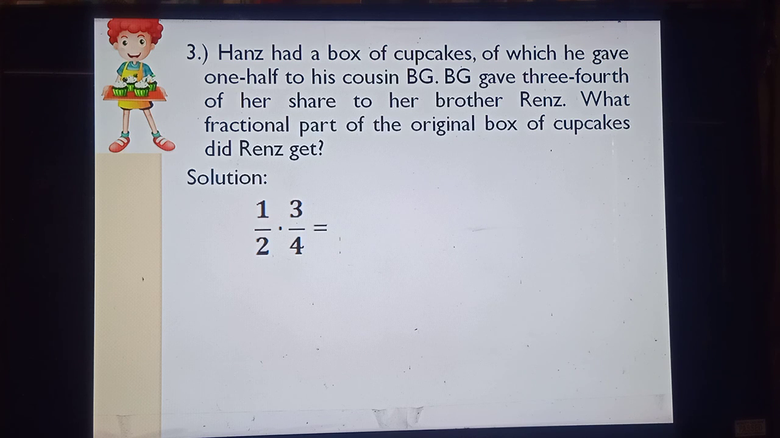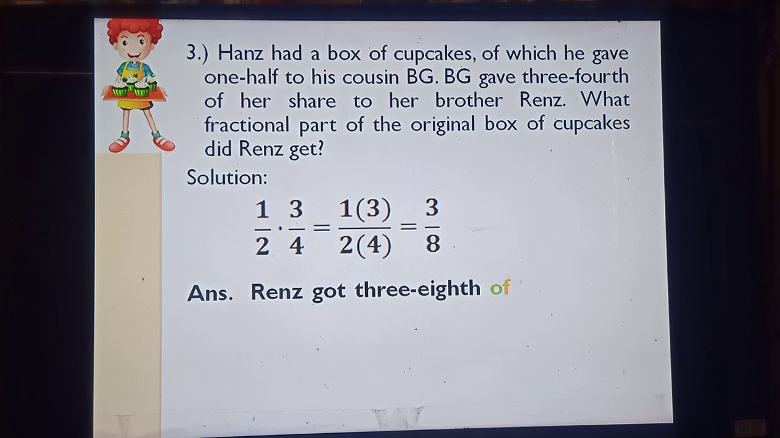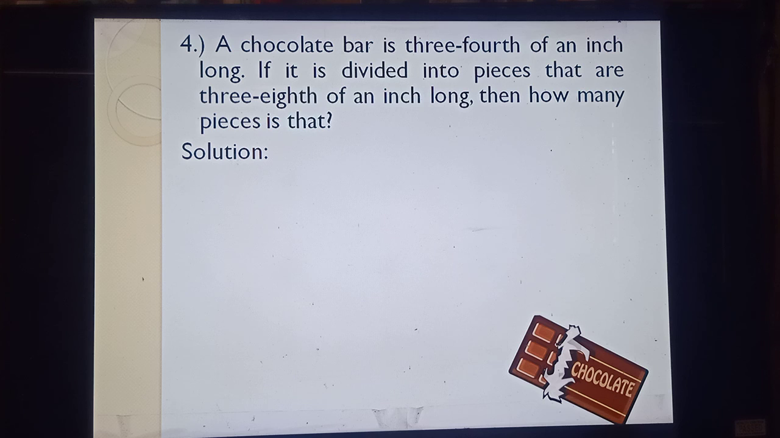That would be equal to, so what is the rule? Multiply numerator to numerator and denominator to denominator. So we will have 1 times 3 and 2 times 4. So that would be equal to 1 times 3 is 3 and 2 times 4 is 8. Very simple. So meaning, Renz got 3/8 of the original box of cupcakes. Let's proceed to problem number 4.